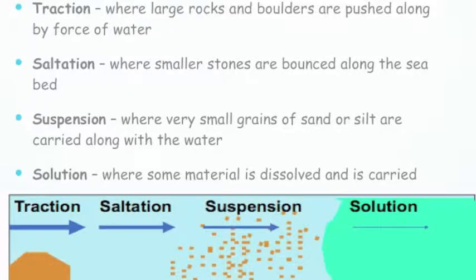They go a little bit further because they're a little bit smaller. Suspension is where very small grains of sand and silt are carried along with the water, so they get carried a little bit further because they're even smaller again. And solution is where some material is dissolved completely and it is carried, so that's carried the furthest. So you can see the diagram at the bottom, an example of each of those.